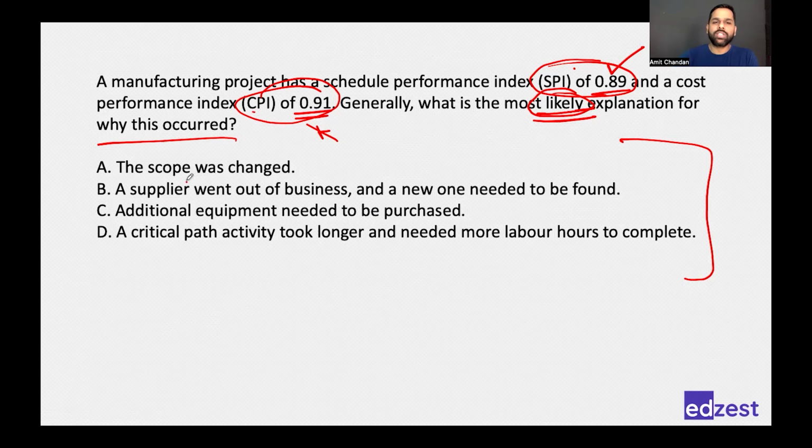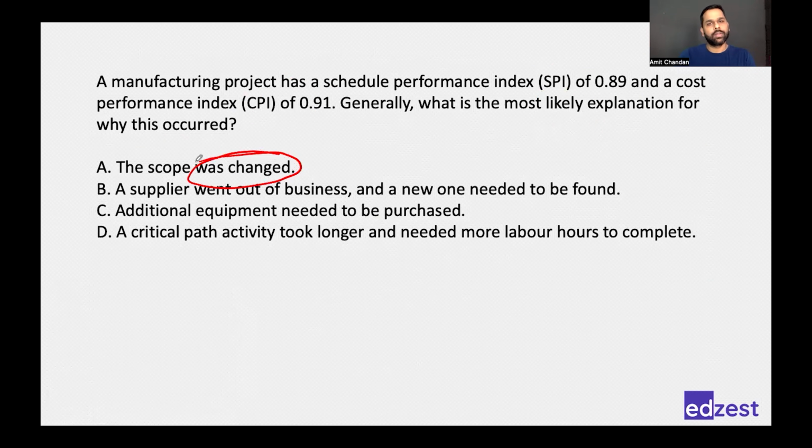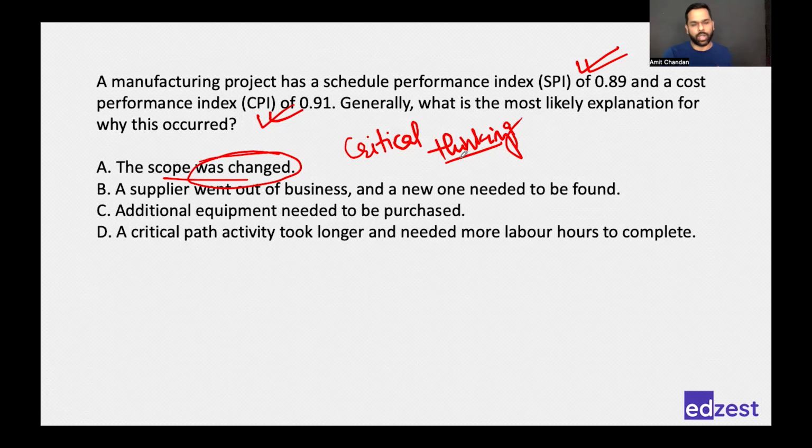Let's see. Scope was changed. See, if the scope changes, I may need more time. I may need more money. So if I'm changing the scope and I'm still calculating with respect to the initial budget, then it may happen that I need more time and more money. But we are project managers taking the PMP exam, right? It cannot be that easy. So we have to think critically. And critical thinking is a very, very important skill of project managers, especially for PMP and for managing projects, absolutely required.